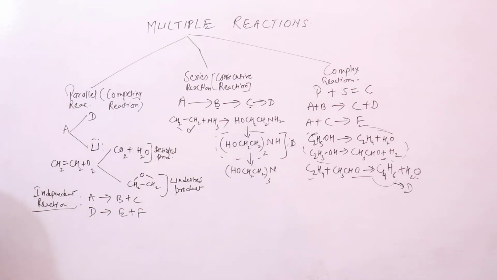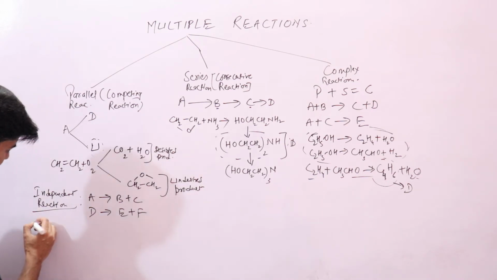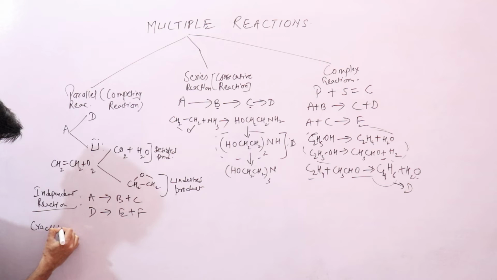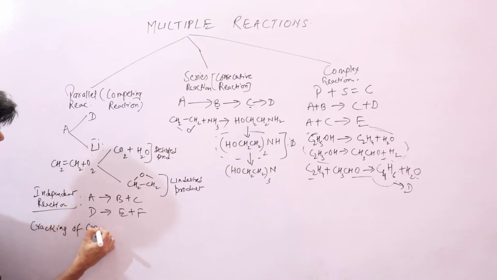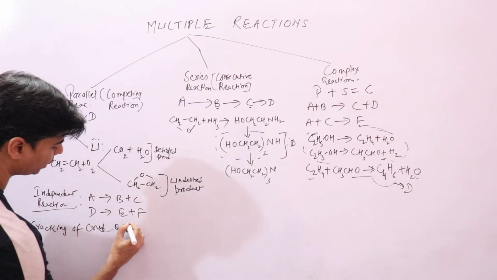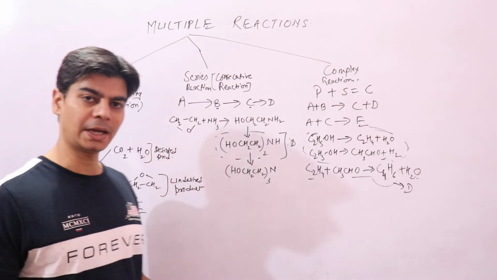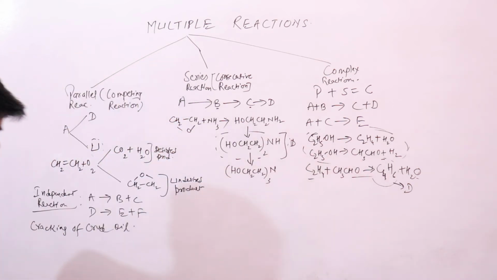An example of this is the cracking of crude oil. Cracking of crude oil will form gasoline, right? This is important for chemical engineers. We will do this cracking of oil later in detail. So let's see some examples of reactions that take place in cracking of crude oil.